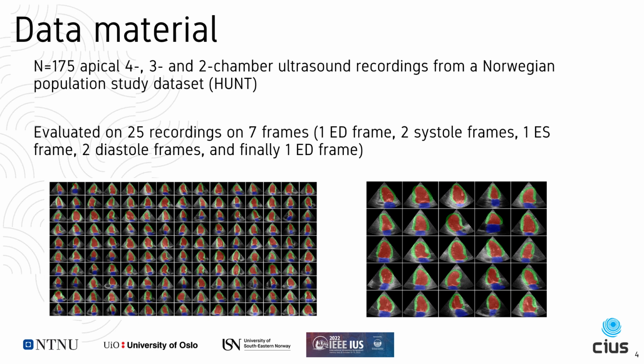First, I will go through the materials. We used 175 recordings from a Norwegian population study dataset, HUND, including apical 4, 3, and 2 chamber views. This dataset was divided into training, validation, and testing sets. We evaluated on 25 recordings including 7 frames each: 1 frame at the end of diastole, 2 systole frames, 1 frame at the end of systole, 2 diastole frames, and finally 1 frame at the end of diastole. Experienced clinical experts annotated the data. Here are some examples taken from the dataset.